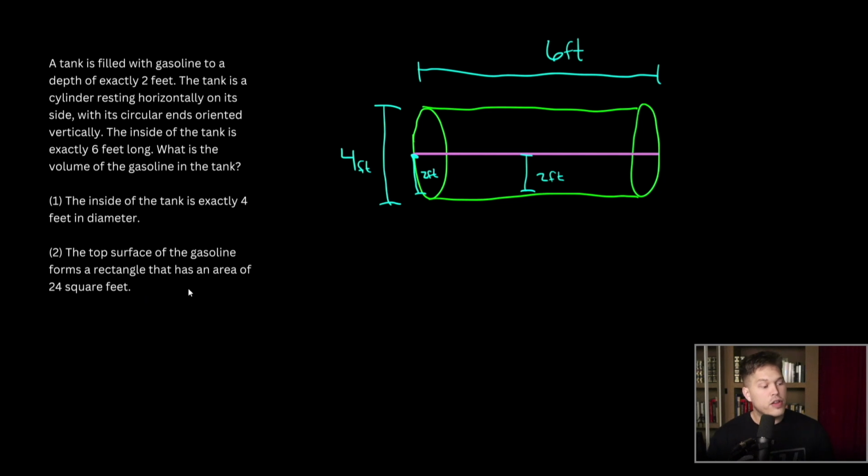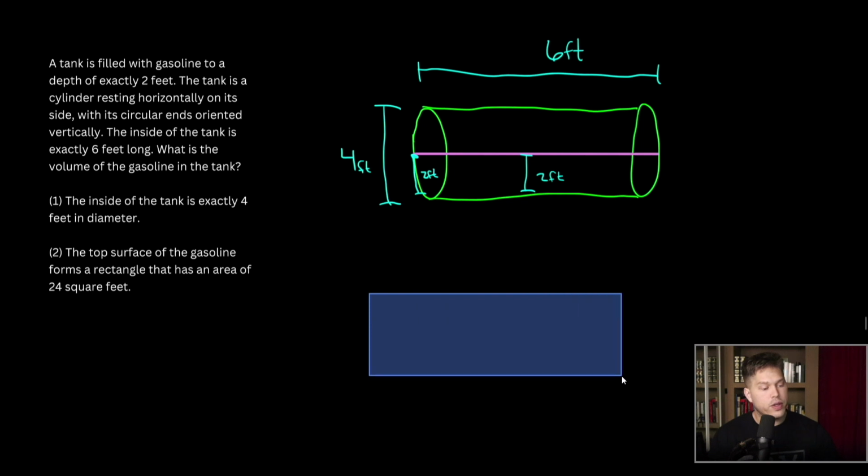It says the top surface of the gasoline forms a rectangle and has an area of 24 square feet. Okay, so from a top-down view, we're looking at something like this. Again, we already know that the length of our tank is 6, and if the surface is a 24 square foot surface, then that tells me the height must be 4.